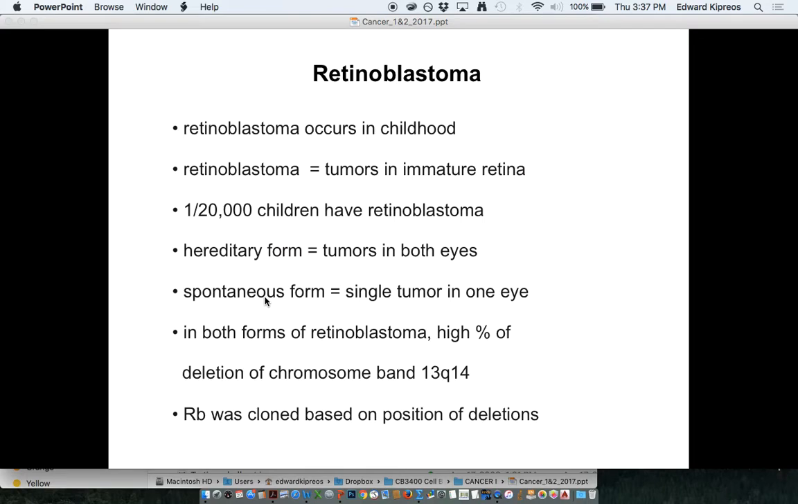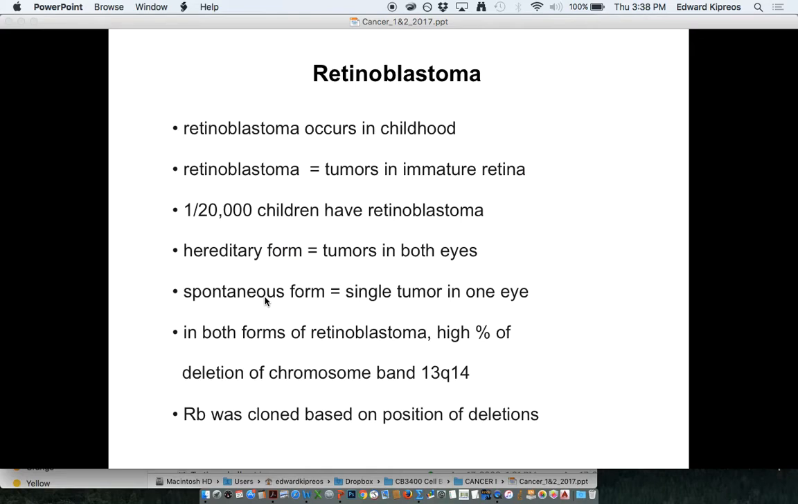So here we have a man and a woman. Let's say the man has retinoblastoma and they have children. They have three daughters and a son, and two of the daughters will end up with retinoblastoma. So this is a familial case, and in a familial case, you're going to end up with lots of tumors, and you'll have that in both eyes. We're looking at the retina now. Okay?